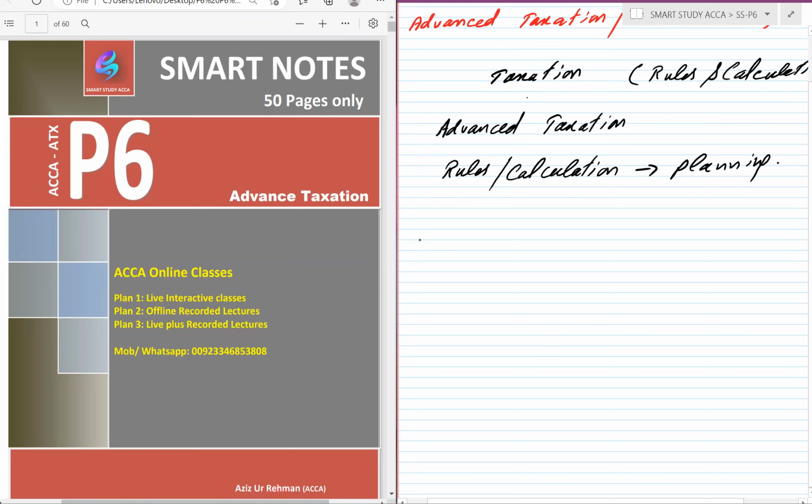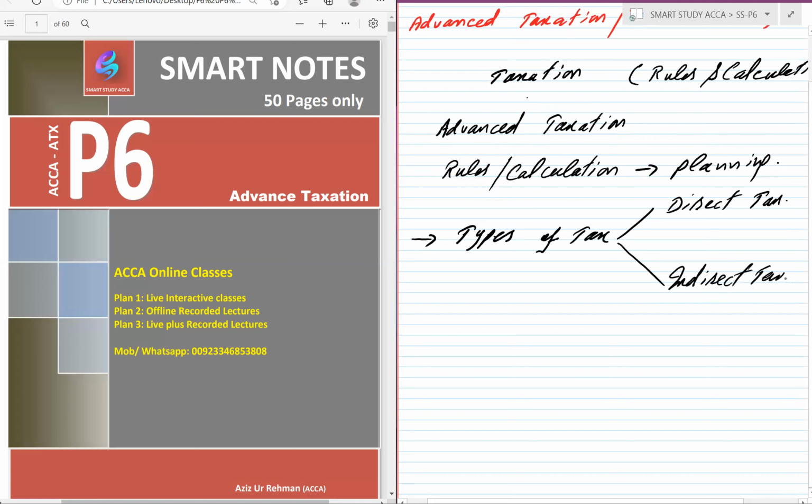So it is all about tax planning. If we start from the very basics, there are two basic types of tax. Tax paid to tax authorities directly is called direct tax, and the tax which is paid through a source or medium is called indirect tax.